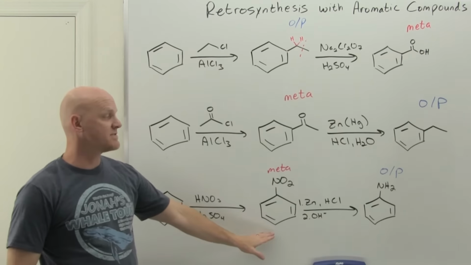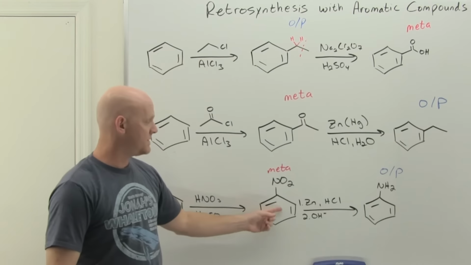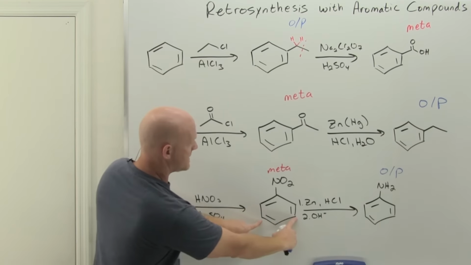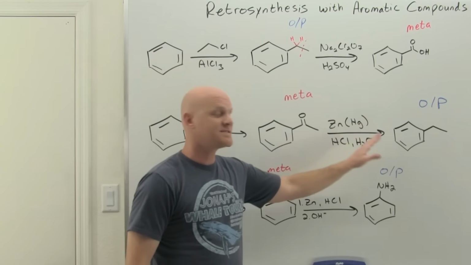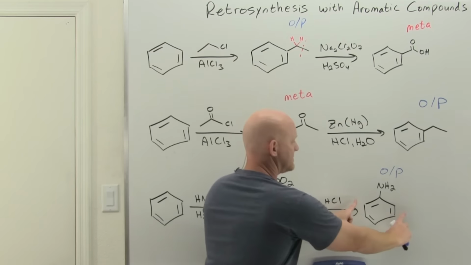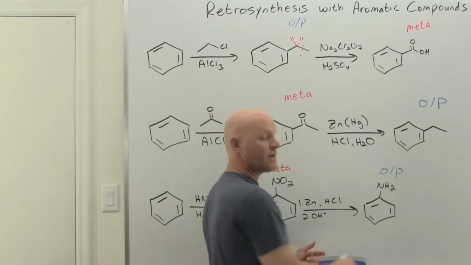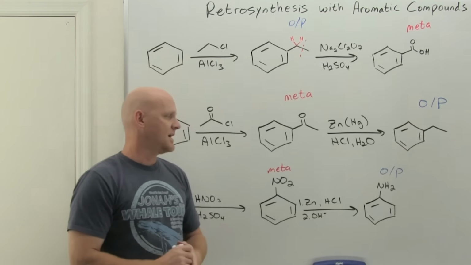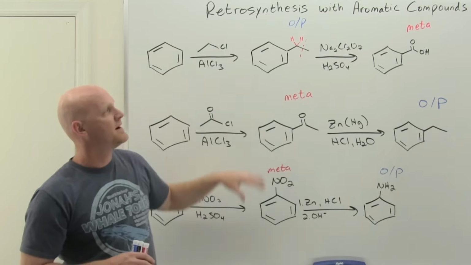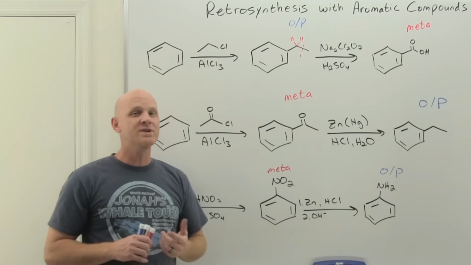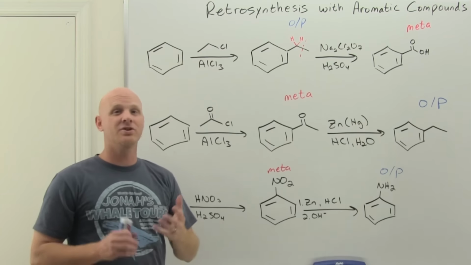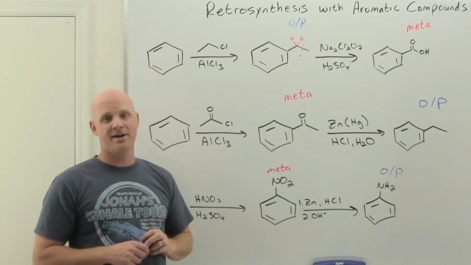Do you want to do EAS before your final reduction? Then you'd have a meta director, and you'd end up with your electrophile in one of the two meta positions. But if you do EAS after the side chain reduction, now it's an ortho para director, and so your new electrophile would end up either at the ortho or para or both positions. So different regioisomers are possible. All of these reactions can lead to different possible regioisomers, and you just want to keep these in mind as you're approaching your retrosynthesis problems with aromatic compounds.